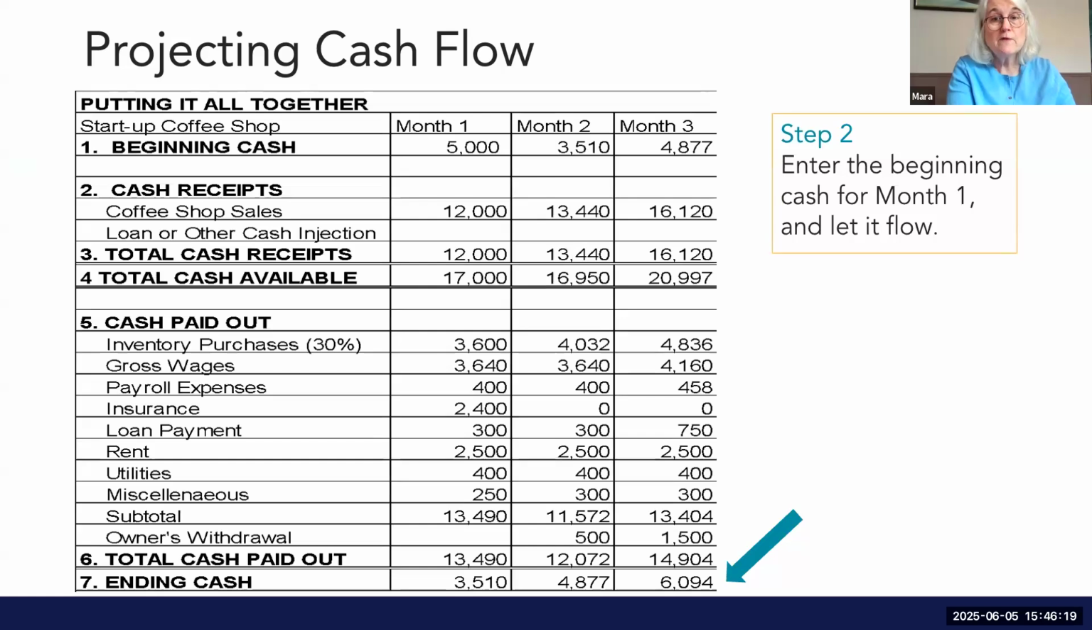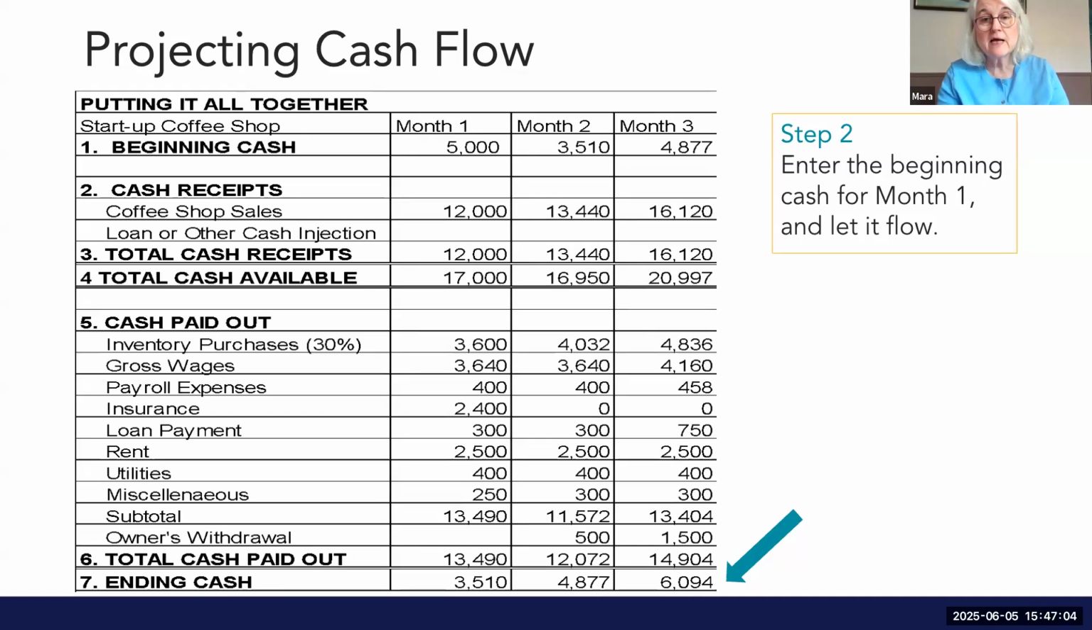Okay, so now we've finished this up. We've put in his beginning cash. He's hoping to have $5,000 of cash in the bank account for the business when he starts the business. And so he starts out with 5,000. He's hoping to sell and bring in cash of 12,000. So he should have $17,000 of cash available to pay all of those expenses. So he pays 13,490 at the end of the month, and he should have $3,510 left at the end of the first month. That becomes his beginning cash at the beginning of the second month.